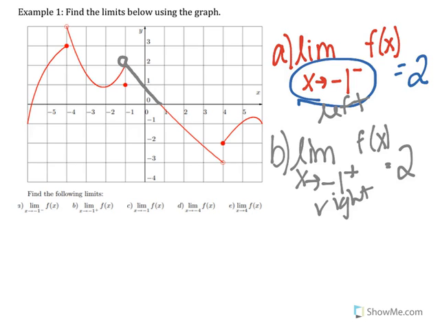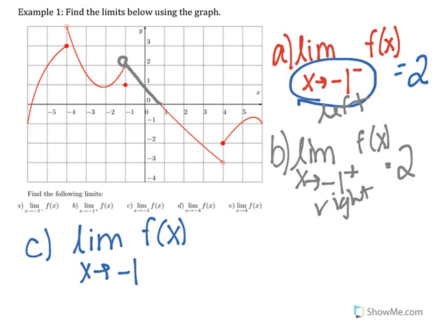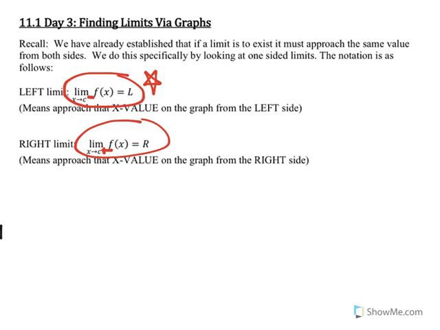Now let's look at part C, and we're actually going to combine A and B. So if you look at part C, it says the limit as x approaches -1 of f of x. Now we're approaching -1, but if you notice there's no plus or minus. It's not from the right or left now. So how do we do something like this? Let's look at the previous slide. The previous slide said if a limit is to exist, it must approach the same value from both sides, from the left and the right.